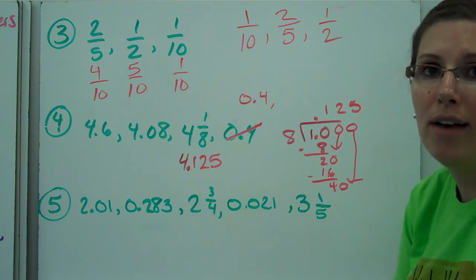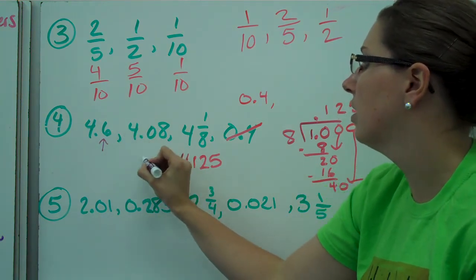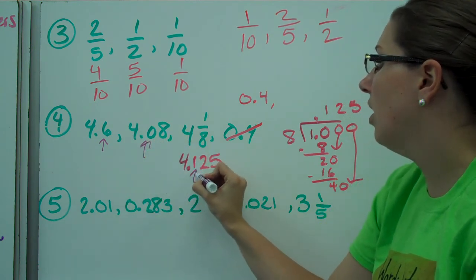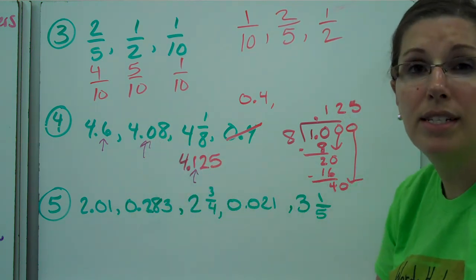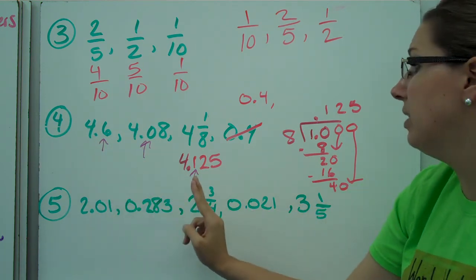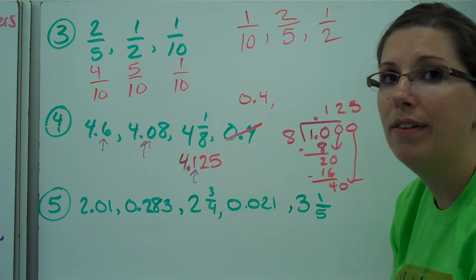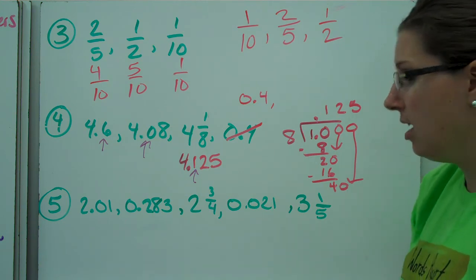Now when we compare our decimals, we need to look at the tenths place to start off, because our ones place all have the same digit, a 4. If we look at the tenths place, they all have different values in the tenths place. So this one has a 6, this one has a 0, this one has a 1. So I'm going to go ahead and put my numbers in order based off of their tenths place.